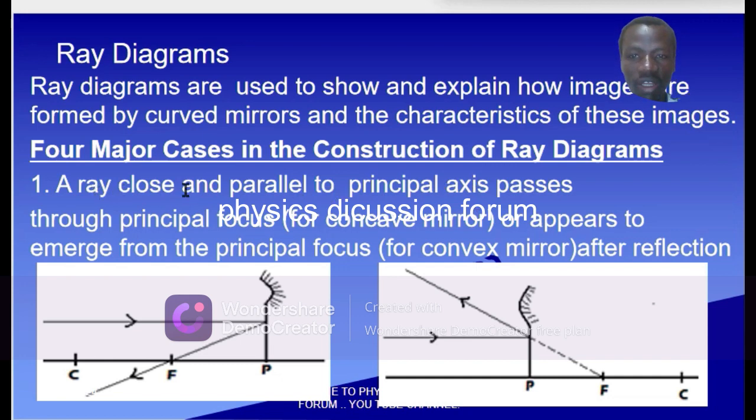The first one, we have a ray close and parallel to the principal axis. As shown, the ray is close and parallel. You can see for a concave mirror, it is reflected through F, as shown. That is for a concave mirror. For a convex mirror, it appears to diverge from F after reflection.